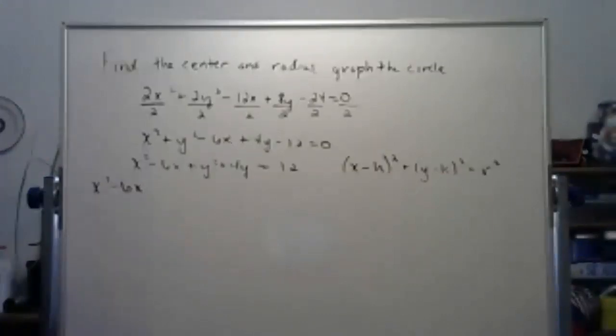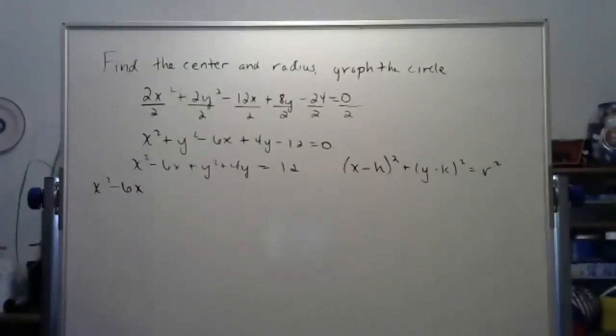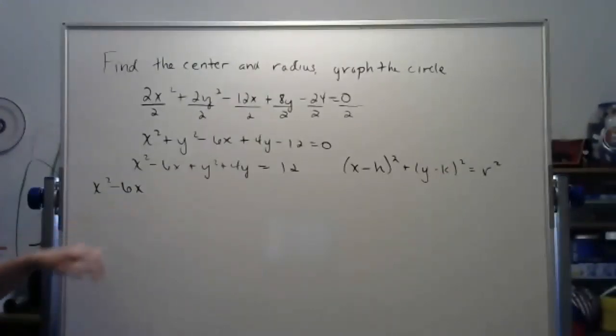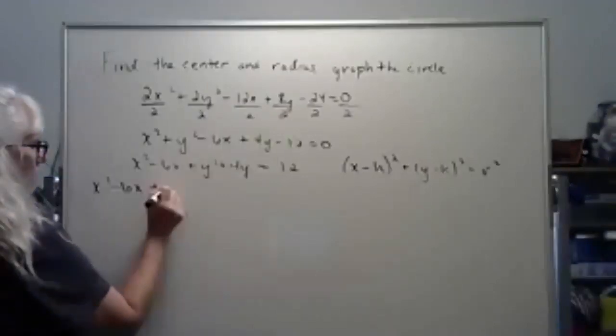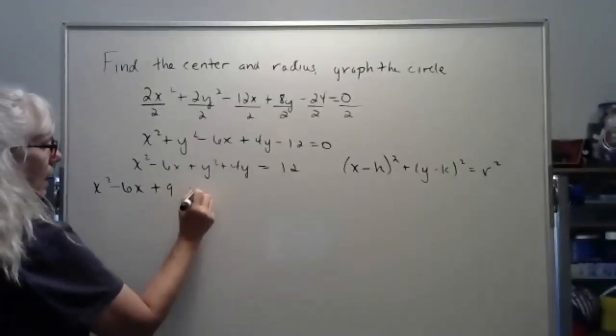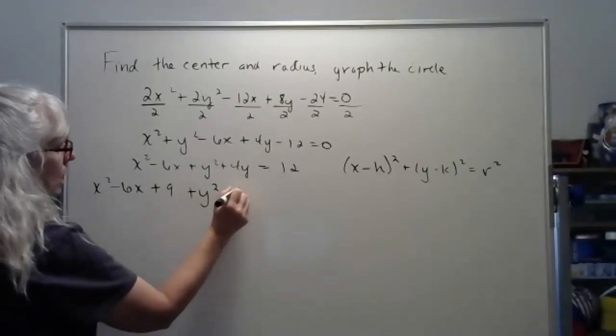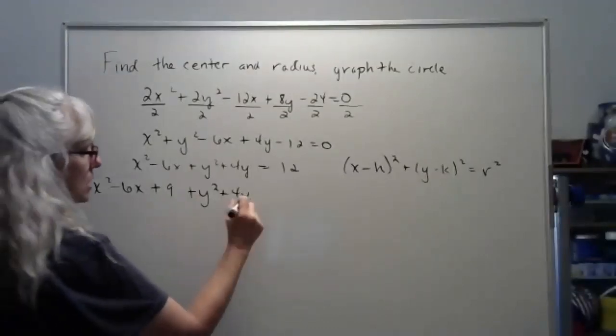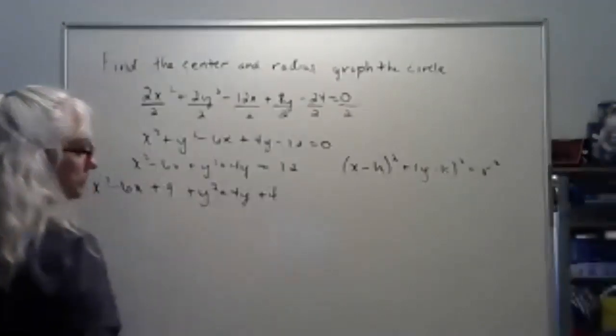So I'm going to rewrite it again. I've got x squared minus 6x. And now we'll do that half of 6. So half of 6 squared. Half of 6 is 3, and 3 squared is 9. So we're going to add 9. And then we'll do the same thing in terms of the y. So we're going to take half of the 4. That's the y term, which is 2, and 2 squared is 4.